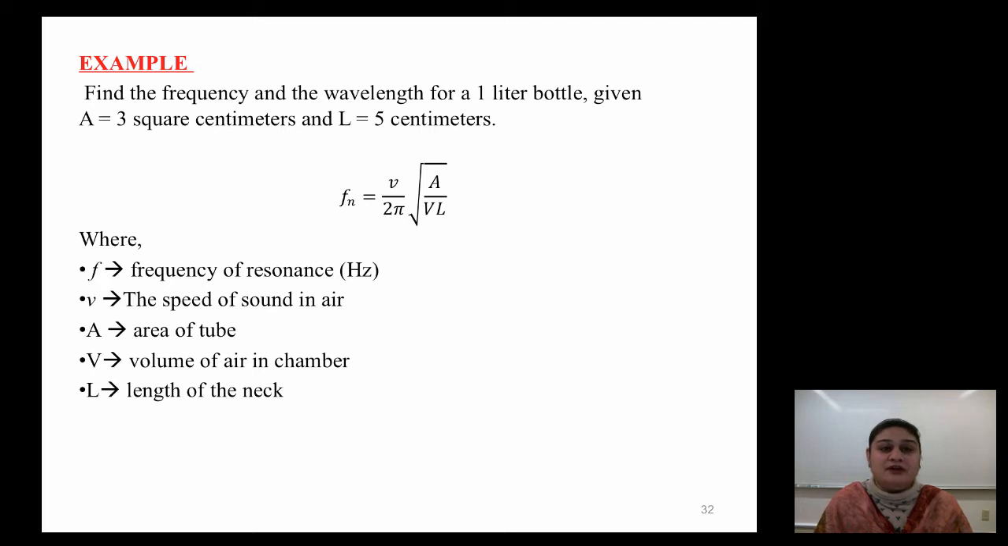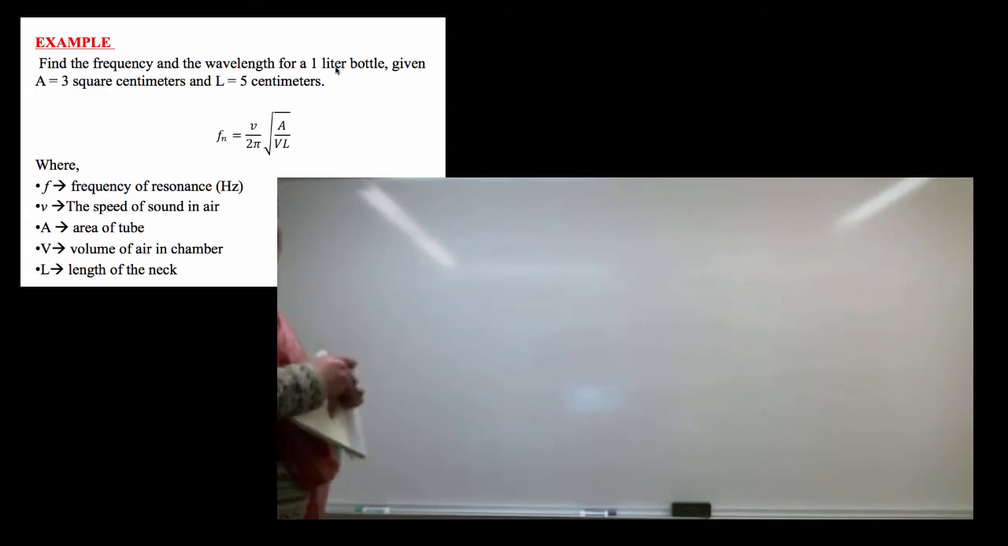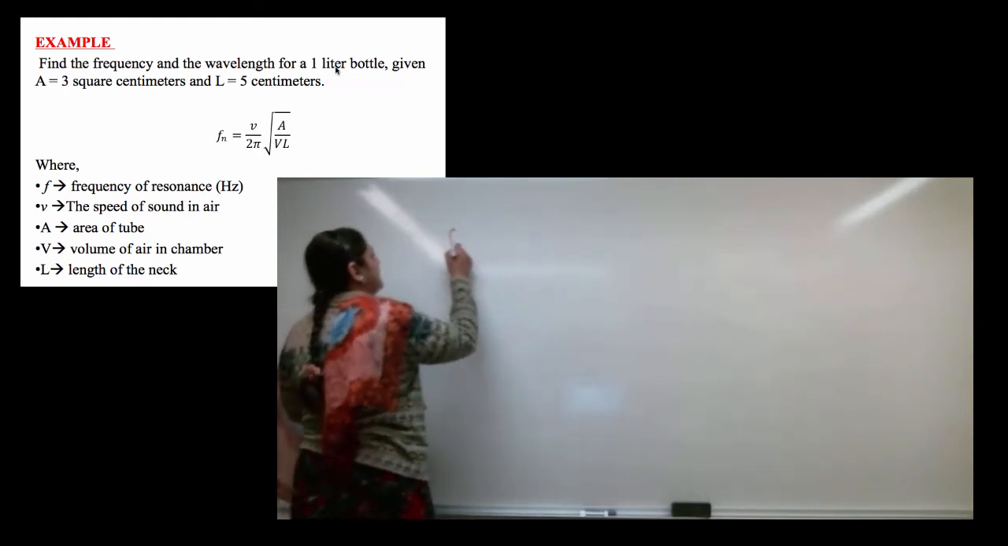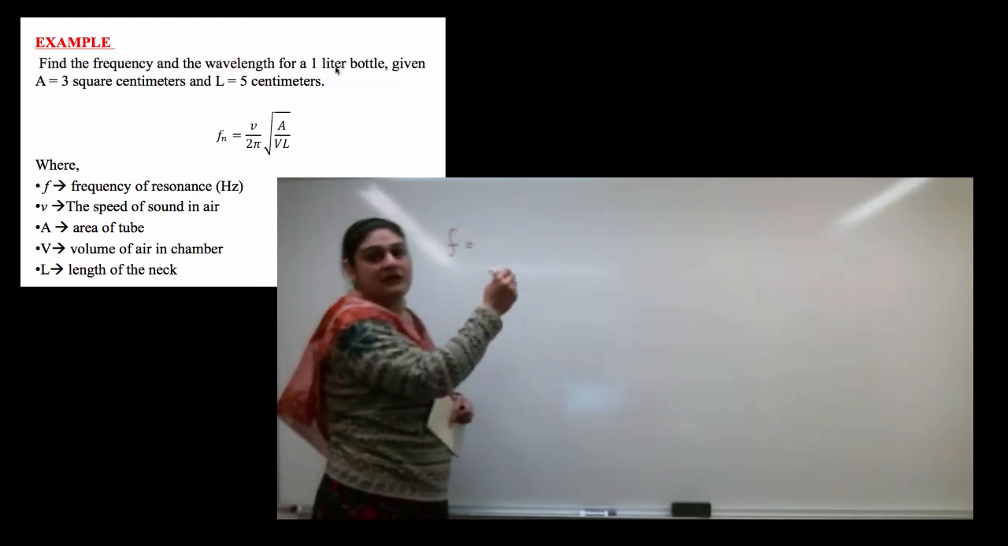Here is a very good example of what you should try to do yourself. Find the frequency and the wavelength for a 1 liter bottle given A equals 3 square centimeters and L equals 5 centimeters. So we have a formula. If we wanted to find the frequency, we will have a formula which is f_n equals v over 2 pi times the square root of A over VL, where A is the area, L is the length, and V is the volume. So in this question, they ask us to find the frequency given the wavelength.